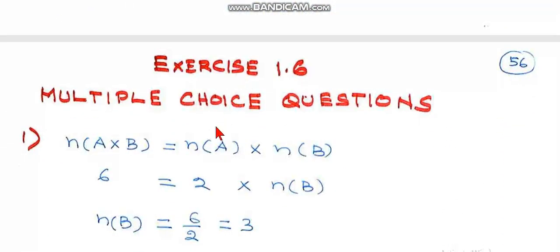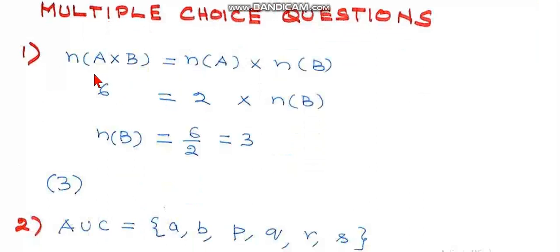Exercise 1.6, multiple choice questions. If the number of elements in A cross B equal to 6 and A equal to the set {1, 3}, then the number of elements in B? We know the number of elements in A cross B equal to the number of elements in A into the number of elements in B. The number of elements in A cross B is given as 6. The set A is given, it has 2 elements, so 6 equals 2 into the number of elements in B. So the number of elements in B is 6 divided by 2, that is 3, third choice.